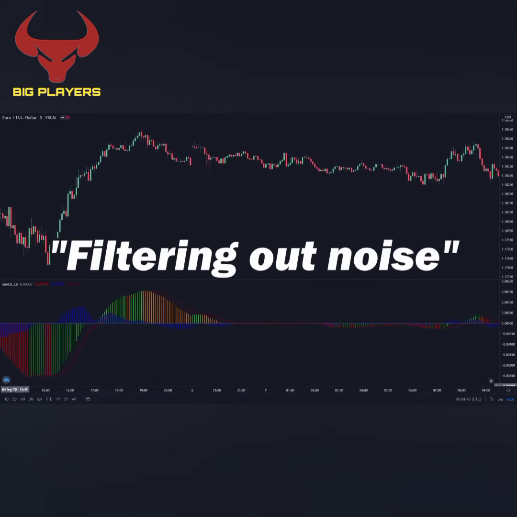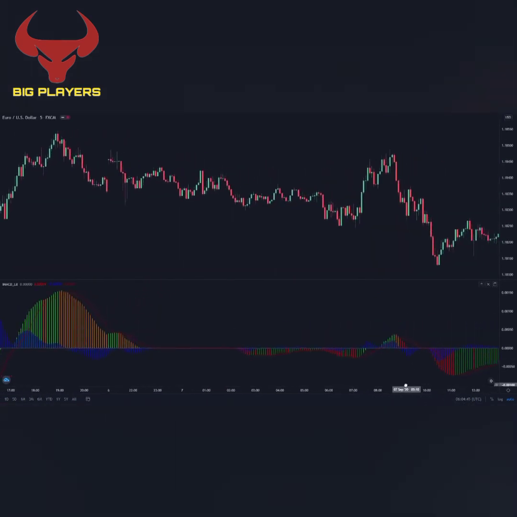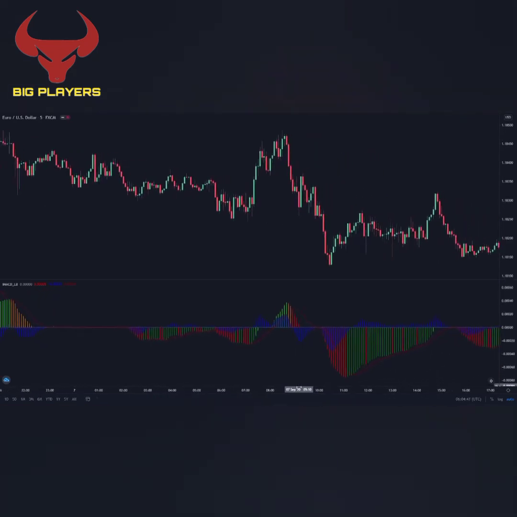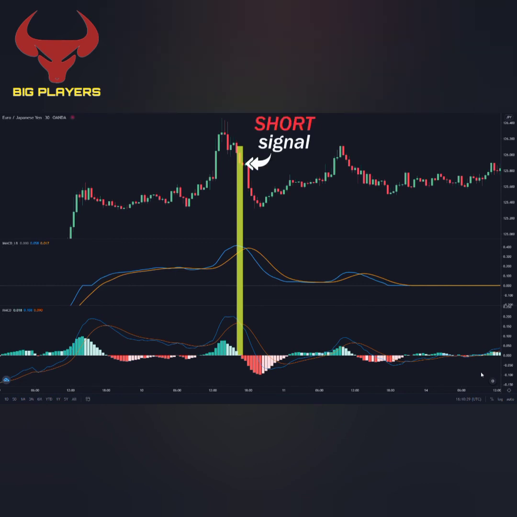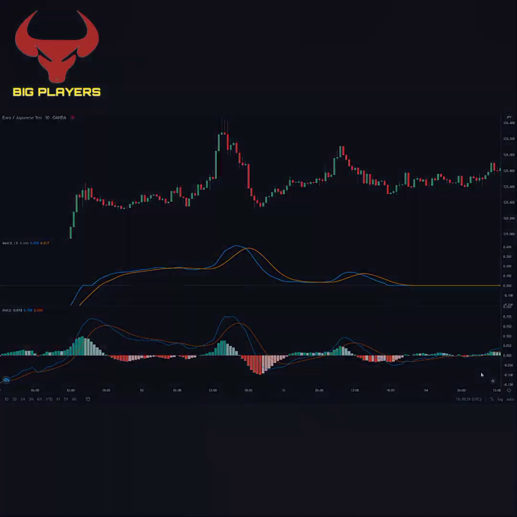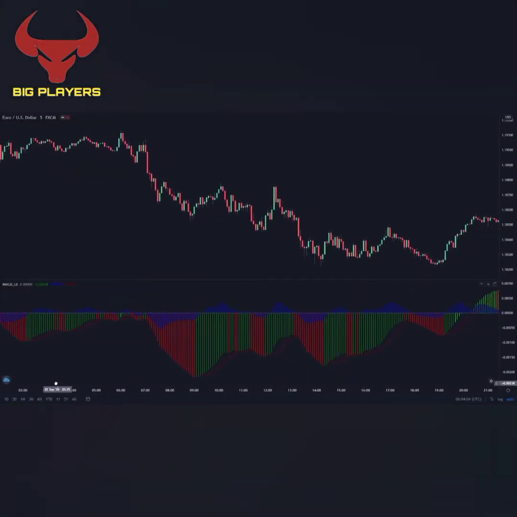While it filtering out noise sounds interesting, it just simply doesn't work. Instead, it gives a very late entry and exit signal. In fact, it gave a much later signal than a normal MACD. Like you see in this trade, when the Impulse MACD gave a short signal, the trend pretty much already ended. Compared to the normal MACD, which still gave a late signal, but it's not as bad as the Impulse MACD. So overall, it's a really bad indicator and I do not recommend you using it.